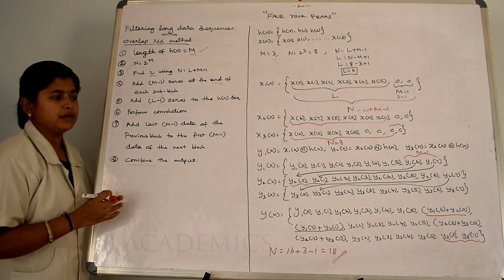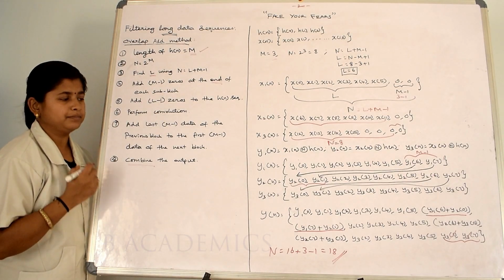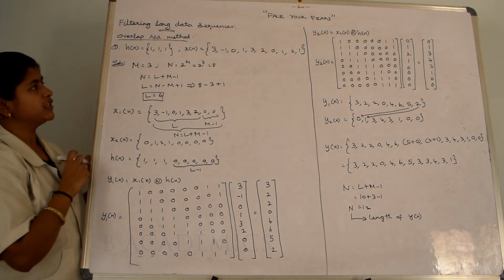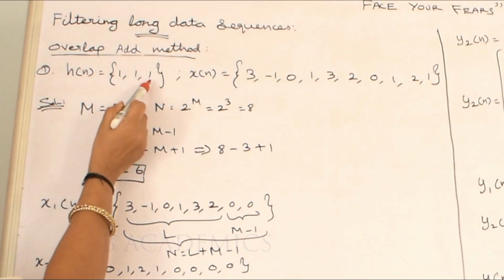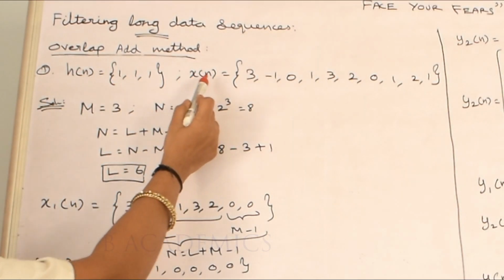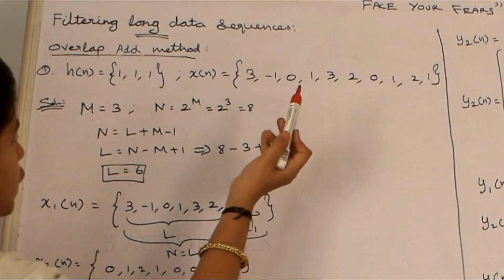We'll see a problem based on the overlap add method. Okay. So we'll see what is given in the question. H of n, the impulse response, is given as 1, 1, 1 and the input sequence x of n is equal to 3, minus 1, 0, 1, 3, 2, 0, 1, 2, 1.